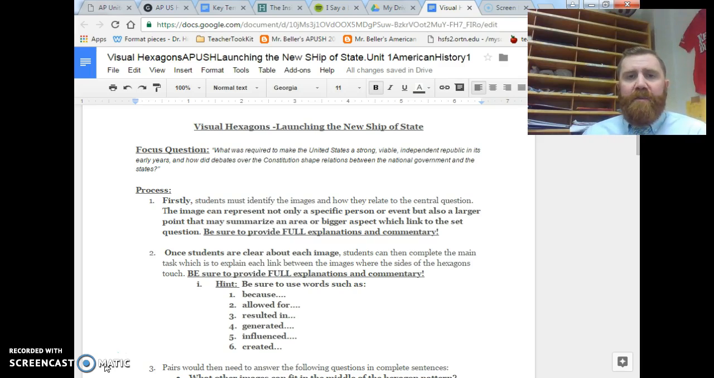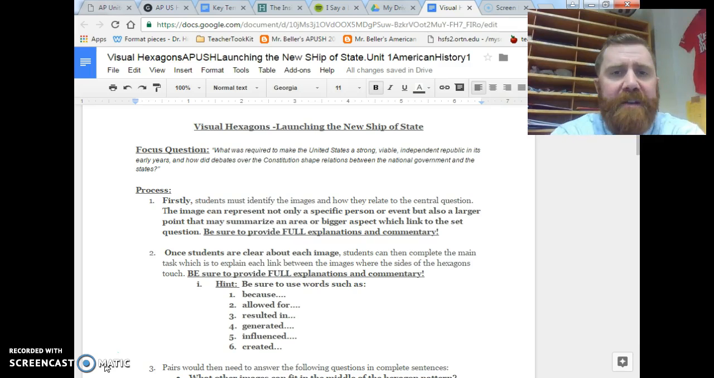These are your instructions for the visual hexagons activity that you will be completing. These visual hexagons will cover the content of chapters 9 and 10 in the book and deal with key concepts 3.2 and 3.3. The visual hexagon's title is Launching the New Ship of State, with the focus question being: what was required to make the United States a strong, viable, independent republic in its early years? That's part one. And how did debates over the Constitution shape relations between the national government and the states? So this is a two-part question that you're going to be addressing throughout this activity.